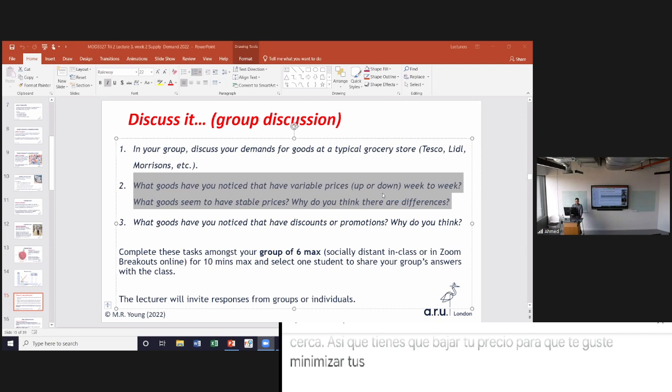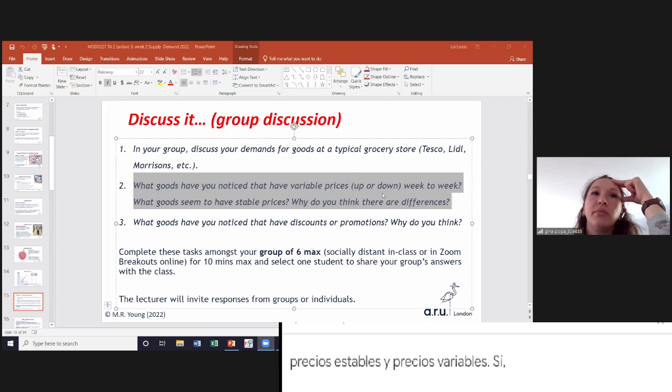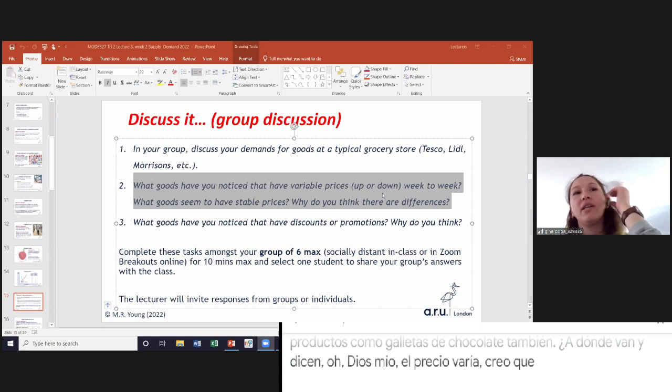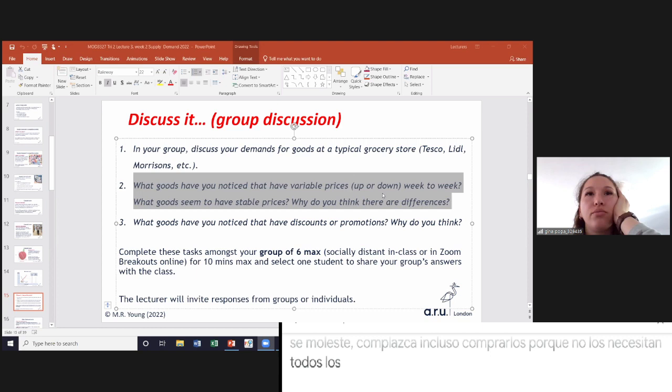Yeah, when you think of other products like chocolate, biscuits as well, why do they go on sale? Why does their price vary? I think it's for people to indulge in them, to buy them, because they don't need it every day, isn't it? But you'll still find them on offer.